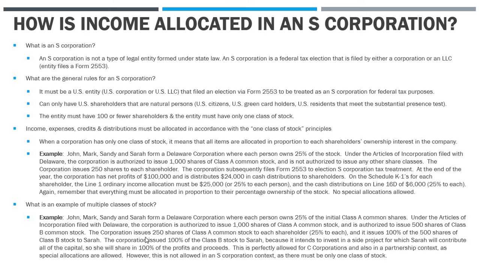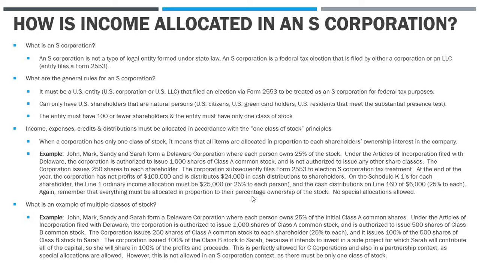Now, the corporation issues the same 250 of Class A to each person, so they each got 25%, and then it issues 100% of the 500 shares of Class B to Sarah only. So John, Mark, and Sandy get no Class B stock. Now, why would the company do this? Well, the company issued 100% of the Class B units to Sarah because the company is going to invest in a side project, and Sarah is the only one that wanted to participate in the venture.